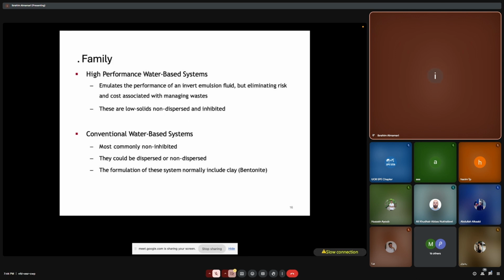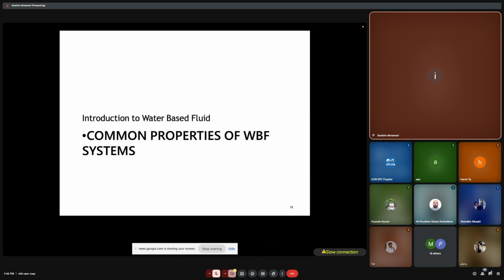So there are high performance water-based muds and conventional water-based systems. The main thing about them: conventional is most commonly non-inhibited, so it does not have the inhibition chemicals, and it could be dispersed or non-dispersed as well. While high performance water-based mud has inhibition to it, and it's more expensive to make, but it's much better, and it's better for drilling the formation.